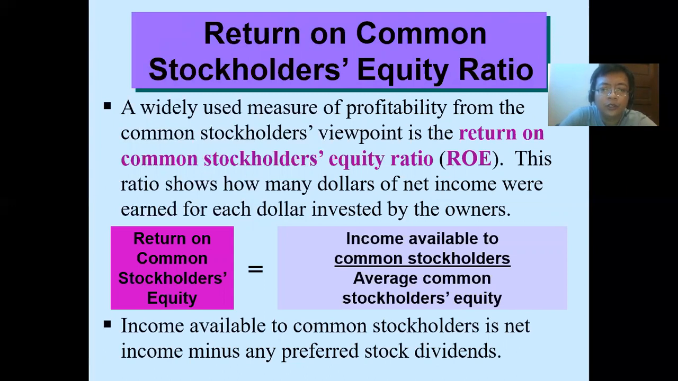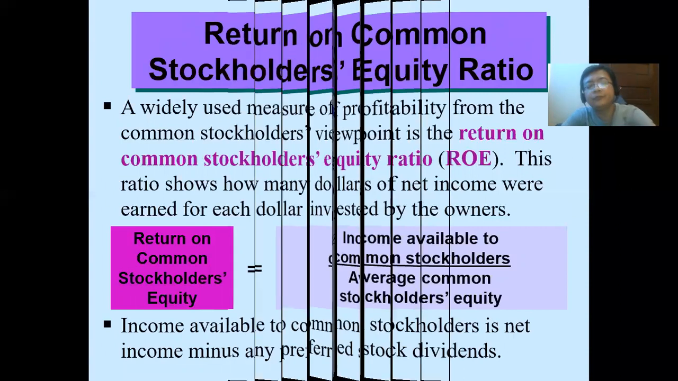So what are the common examples of the ratios, no? You have return on equity or return on stockholders equity. The formula here is income available to common stockholders divided by average common stockholders equity. Again, why? Because stockholders equity, the owner talaga is the common stockholders, not the preferred stockholders. Why? Preferred stockholders are only preferred, no, in terms of dividends and liquidating dividend.